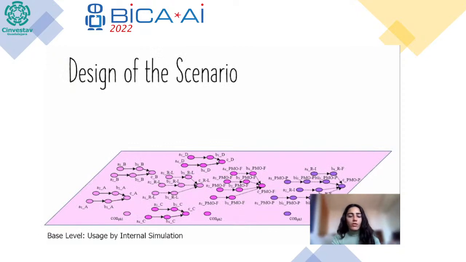And this is the base level of our design of the scenario. In this base level, we have base level states like individual states of project managers A and B, PMO manager Roger, other PMO managers from different local levels C and D, our PMO forum base levels, and our PMO organization base levels.